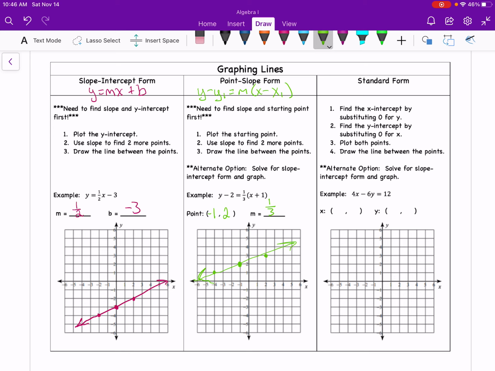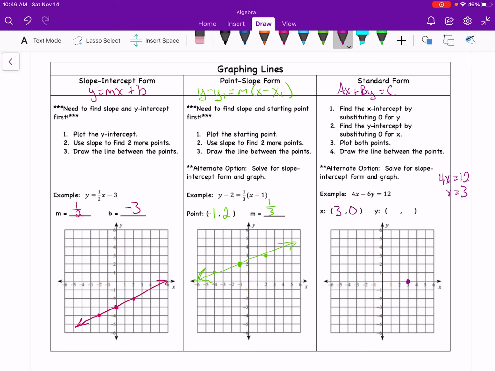And the last one, we have standard form. Remember, standard form is ax plus by equals c. The first thing we want to do is find the x-intercept by substituting 0 for y. In this example, we have 4x minus 0y, or minus 0, equals 12, so x equals 3. So our x-intercept is the point 3, 0. I'm going to plot that.